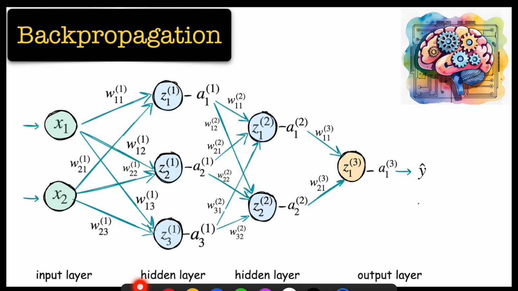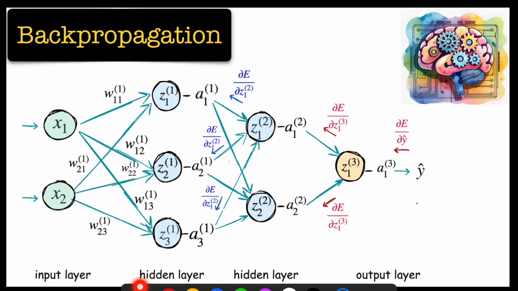Now I have taken a different network here. Earlier we just had one single hidden layer, so here I have taken one extra hidden layer because I want to show two more cases here. So these are the weights for the first layer, these are the weights for the second layer, and these are the weights for the third layer.